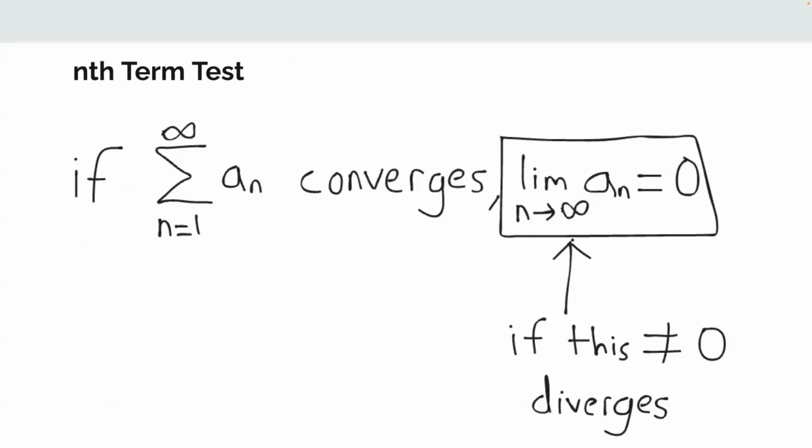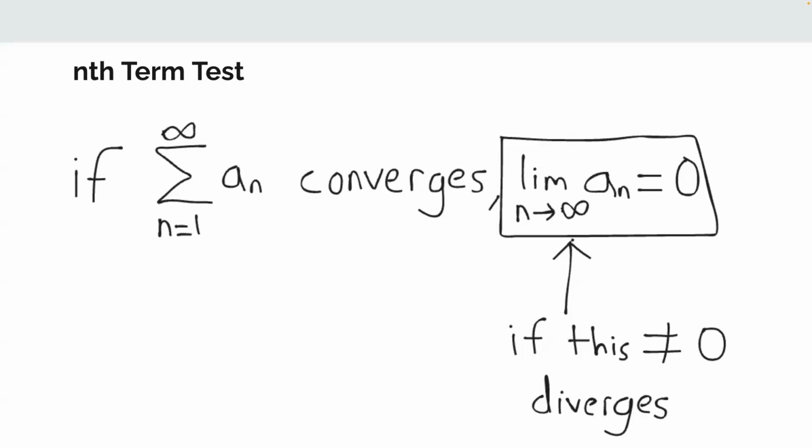All right, now I'm going to go over the nth term test. So if there's an infinite series, and if it converges, that means the limit as n approaches infinity of the last term, a_n, will have to be equal to 0. If it converges, then that has to be true. If that statement is not true, if it's not equal to 0, then it diverges. But even if it is equal to 0, it's not fully confirmed that it converges yet.